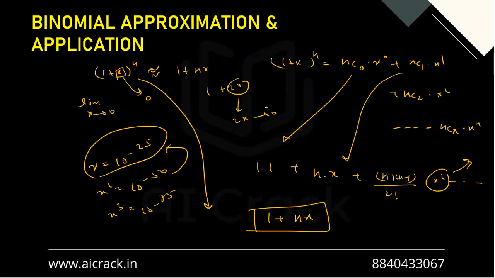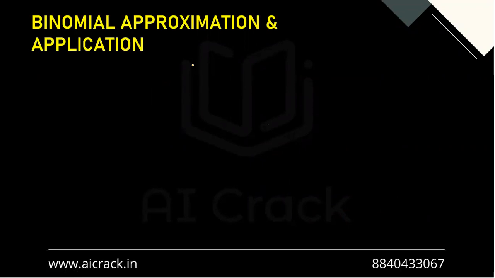Now let's look at the first application of binomial approximation. So we'll understand one particular theorem. It says the limit as x tends to a of (x^n - a^n)/(x - a) is equal to n a^(n-1). Now, how do we solve it with the help of binomial approximation?